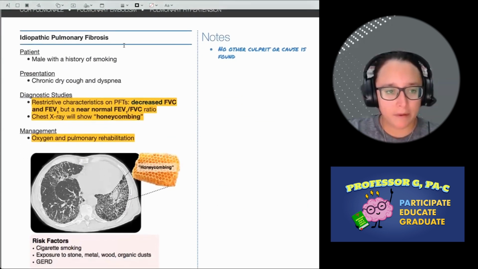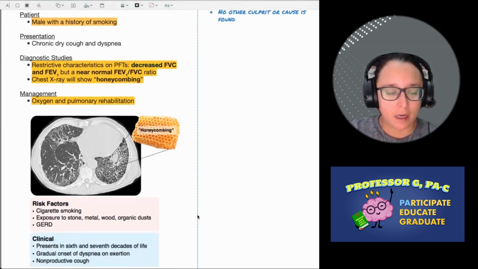So idiopathic pulmonary fibrosis. The most typical patient is going to be a male with a history of smoking. They have the same things that most have, of course: crackles, cough, dyspnea. They can have honeycombing and clubbing, depending on how long they've had it. They're going to have restrictive characteristics on PFT, which means a near normal or normal FEV1 to FVC ratio. You're going to have a decreased TLC. And chest x-rays or CT imaging will show honeycombing, which is like fibrosis around the areas.